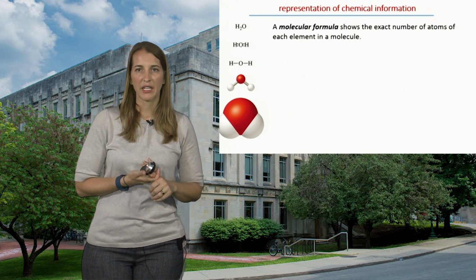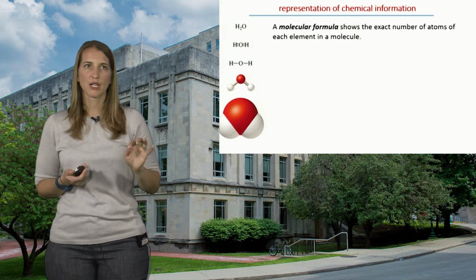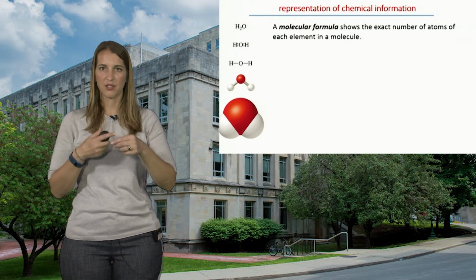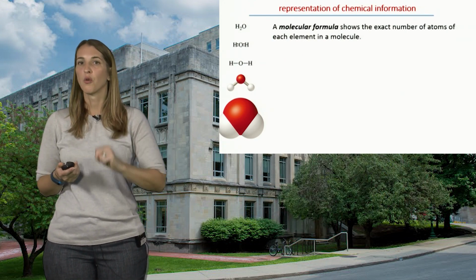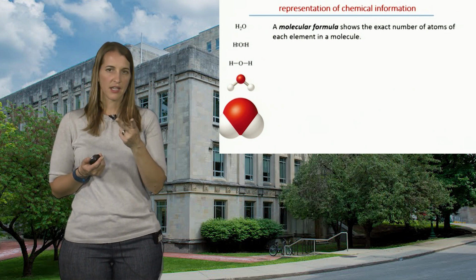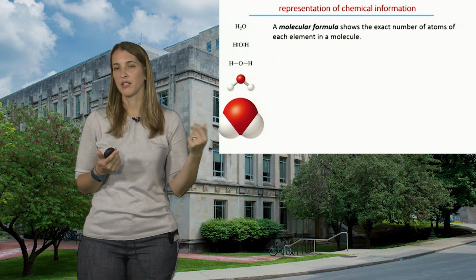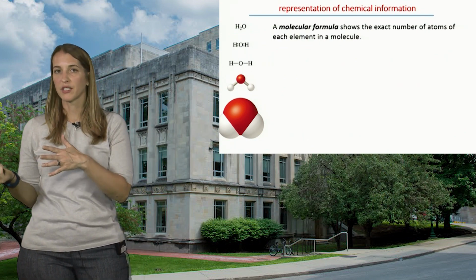This would be called a molecular formula. This is the exact number of atoms of each element that make up the molecule. So a molecule has at least two or more atoms. And like we said, the molecule can have atoms of the same element, that would be called an element, or atoms of different elements, that would be called a compound.